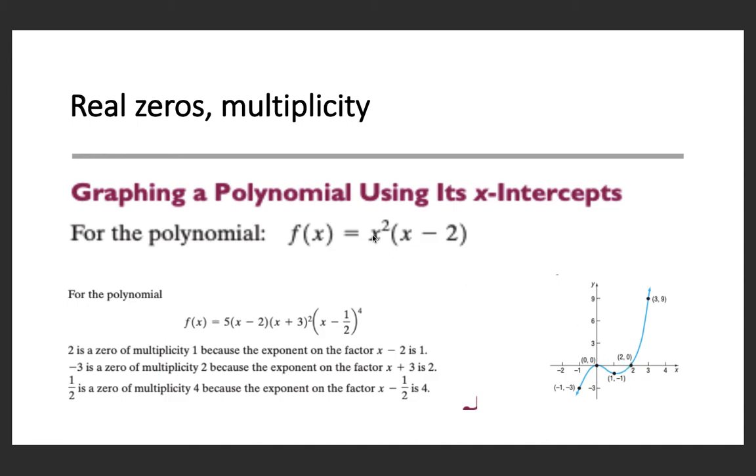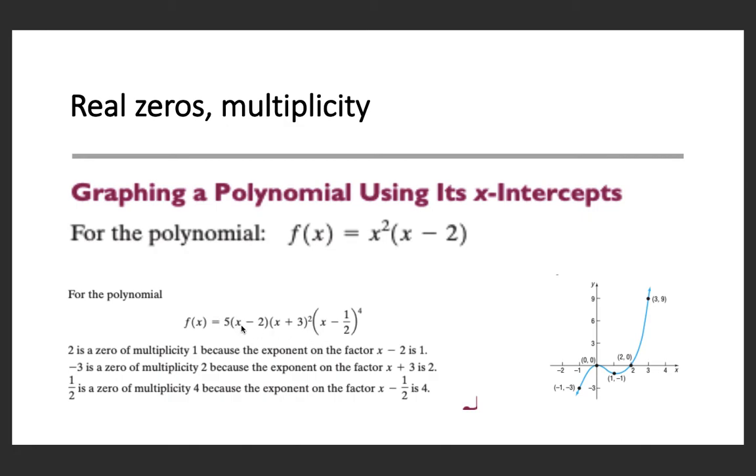Let me tell you that if the power is 2 or 4 or 6, any even number, then the graph will touch the x-axis. And if the power is 1, 3, 5, 7, 9, any odd number, then the graph will cross the x-axis. See, at this point, at plus 2, my graph is crossing the x-axis.